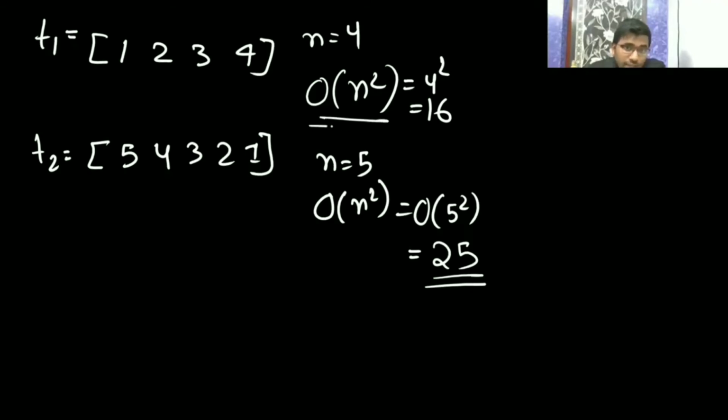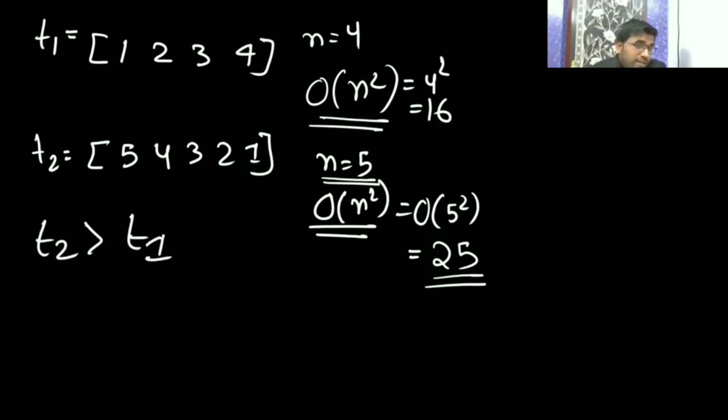See, in every case, big O is going to be n square only. Asymptotically it is going to be n square, but as the number of inputs here is 4 and here is 5, T2 is going to be greater than T1. See, this is the trick here.